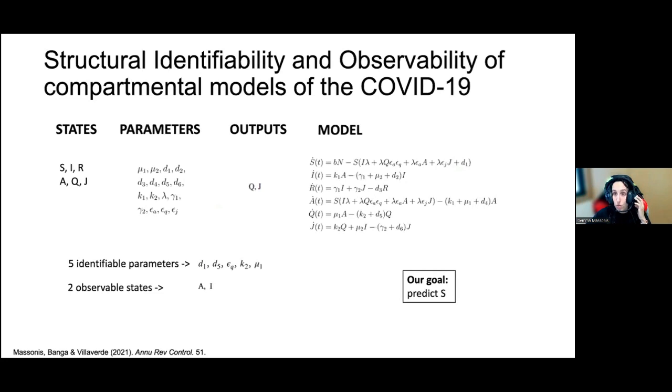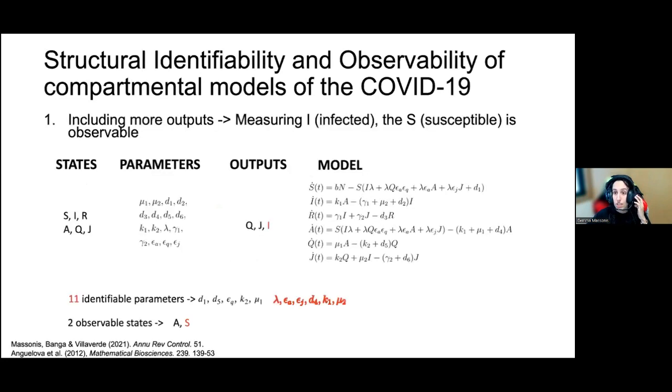So what can we do to manage to predict susceptible states? Well, the first one is to include more outputs. Imagine that we can measure the state of infected because we can distinguish between asymptomatics and infected. So adding this additional output, we see that we get 6 more identifiable parameters, and the state S is right now observable. So we have accomplished our goal.